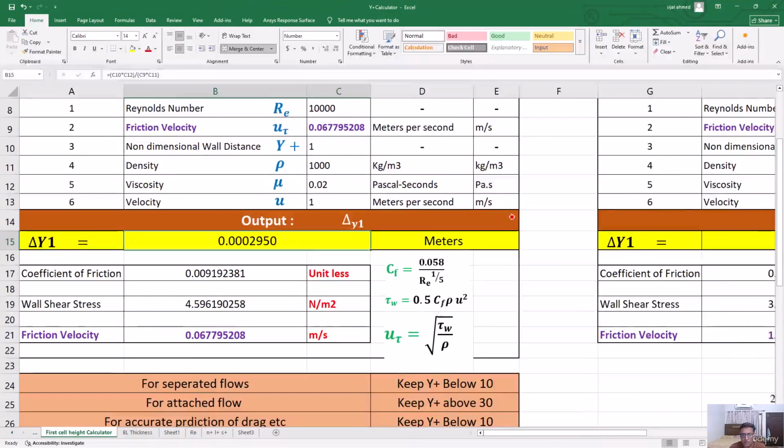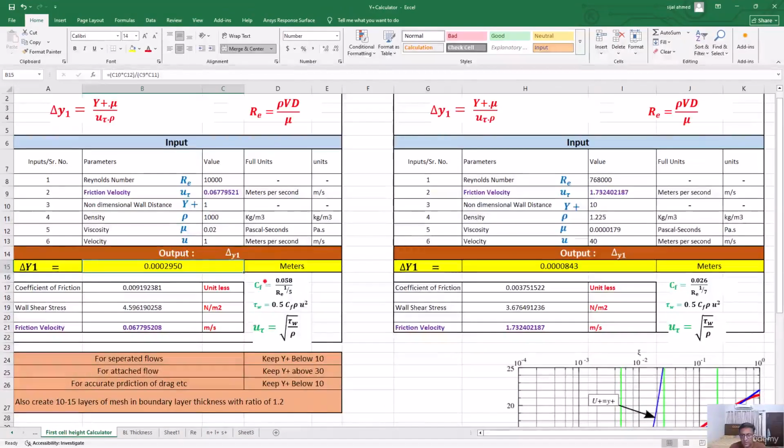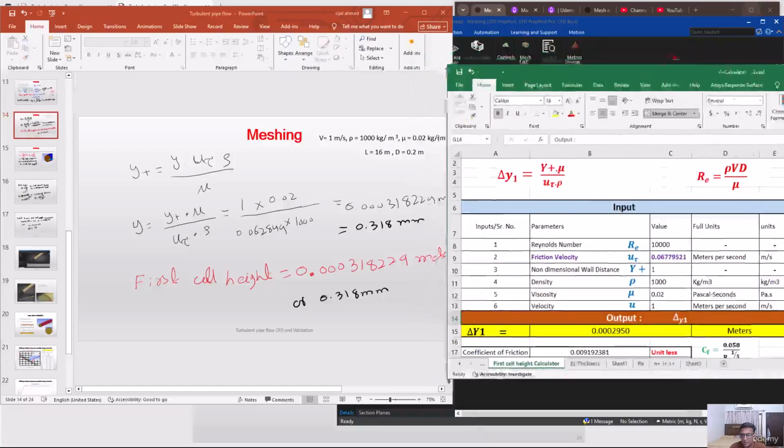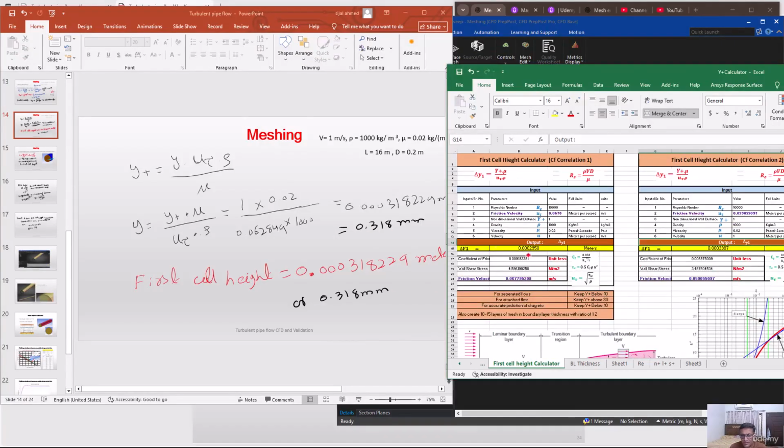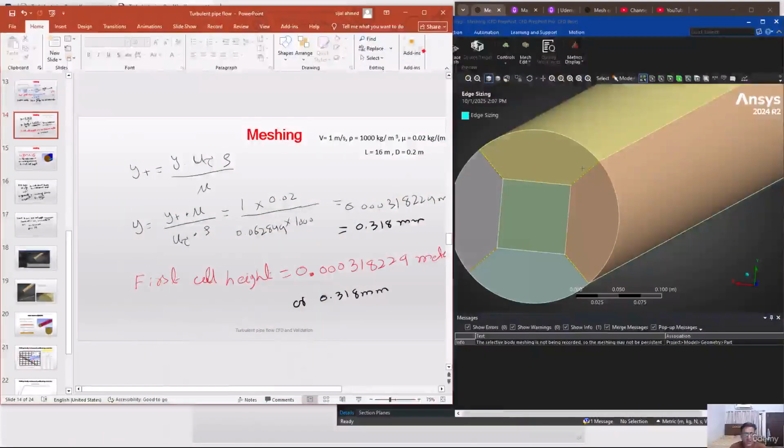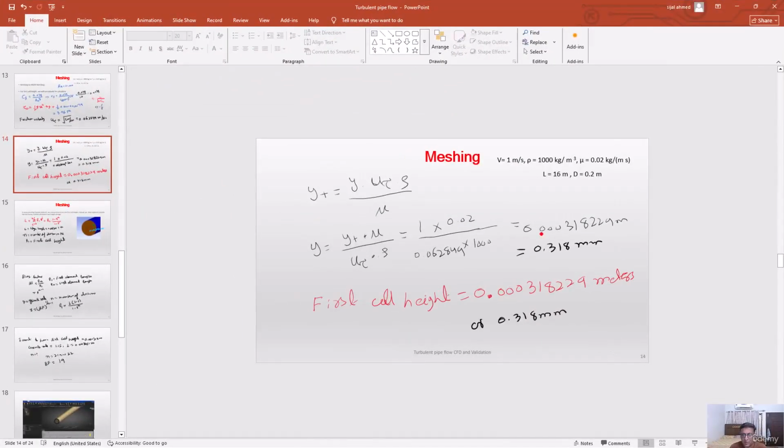Okay, and if I use another correlation, which I've shown you in ChatGPT, and similarly here 10,000, Y plus 1, density is equal to 1000, viscosity is 0.02, and velocity is 1 meter per second. This correlation is giving me the value of 0.0003. So this value is in between these two correlations. Okay, so in this way we found the value of our first cell height and the other parameters in the Ansys meshing. So now we are confident to give these parameters and get a very high quality mesh from the Ansys software.